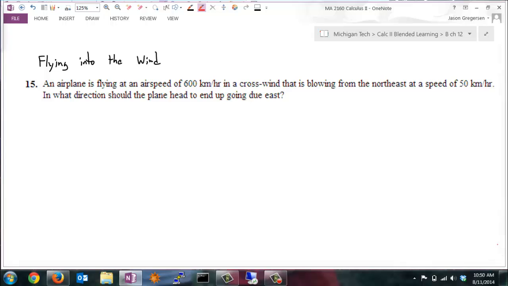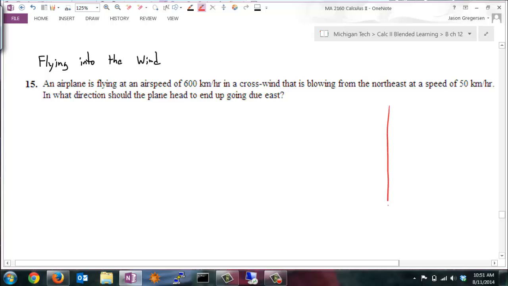So an airplane is flying at an airspeed of 600 kilometers per hour in a crosswind that is blowing from the northeast at a speed of 50 kilometers per hour. In what direction should the plane head to end up going due east? Alright, so this is kind of a typical airplane problem. And if it's a typical airplane problem, or a boat problem, or resultant force problem, or any of these problems, the trick is really to draw a little picture and draw our vectors.